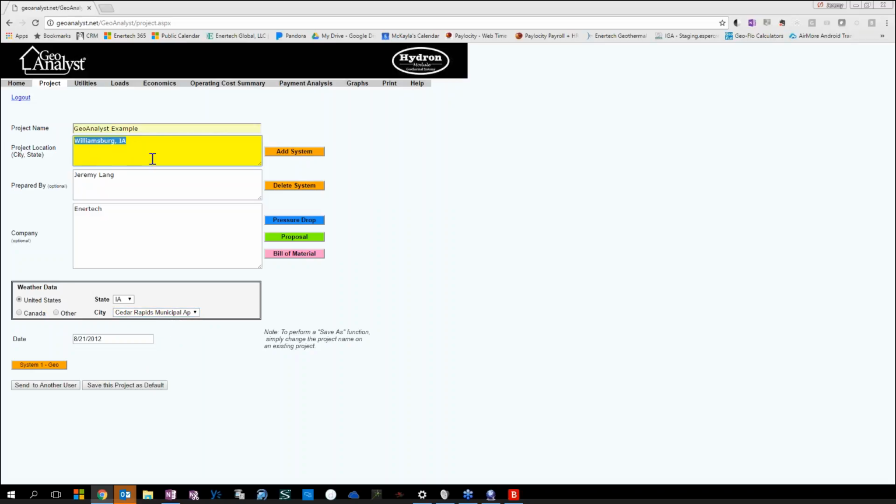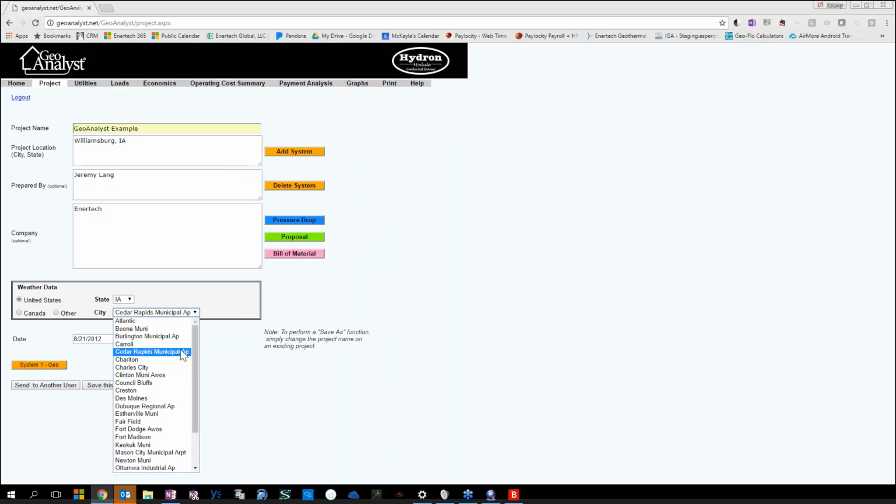When I type in this information here, this is simply for the user to read. It has no actual formulation or no actual function in the calculations. Down here on the weather data, that is where the system will be living or operating. So it's important that you actually use the drop-down menu and select something that's close to where your project is.